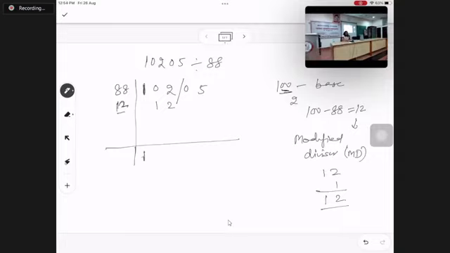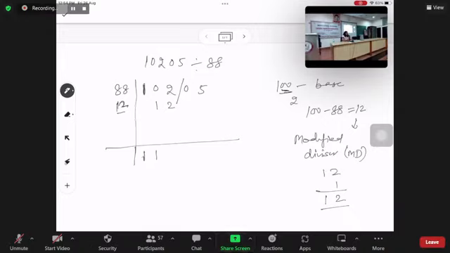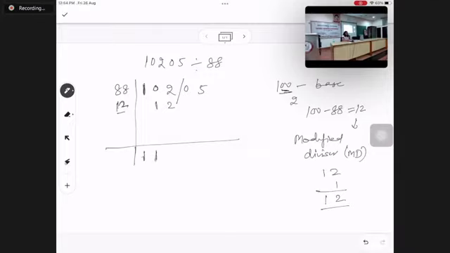Now 0 plus 1 is 1. So this is the next quotient number. We write it here. Again we have 1, so 1 into 1 is 1, 1 into 2 is 2. So now add 2 plus 3 is 5. This is 5.